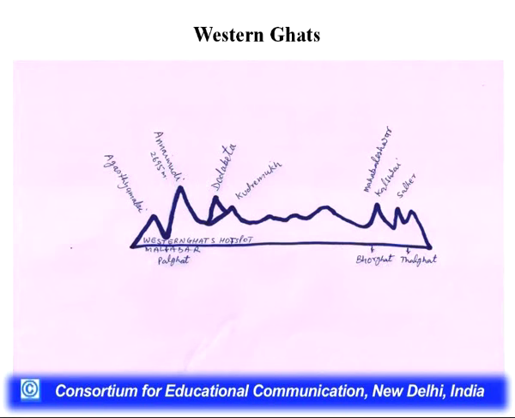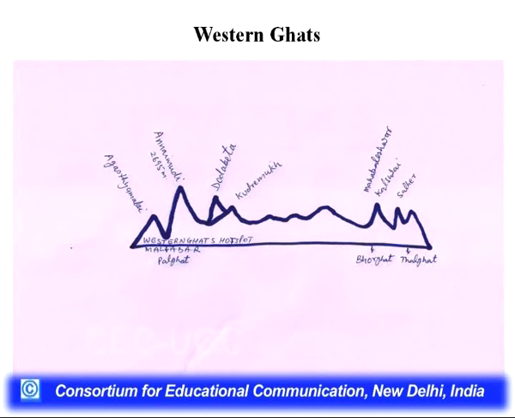These three important peaks are located in Maharashtra, and Kalsubai is the highest peak of Maharashtra. Then in Karnataka, there is Kudremukh mountain, and in Tamil Nadu, Doda Beta, the second highest peak of the Western Ghats and the second highest peak of the Indian Peninsula. Further south in Kerala, there are peaks like Anaimudi and Agasthyamalai.